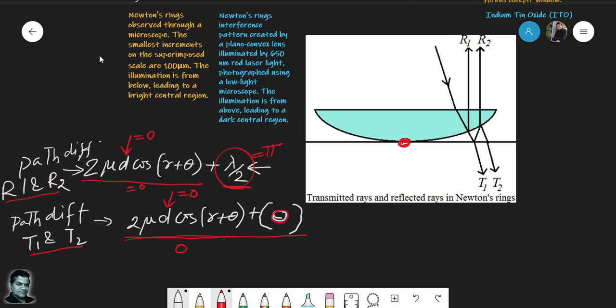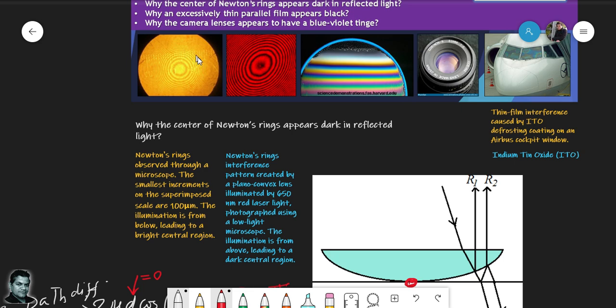So these are the two cases: this is the case of interference due to transmitted light, and this is the case due to the reflected light. So now let's look at the next question that we want to talk about.